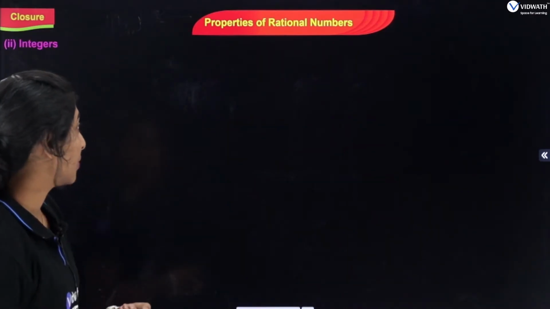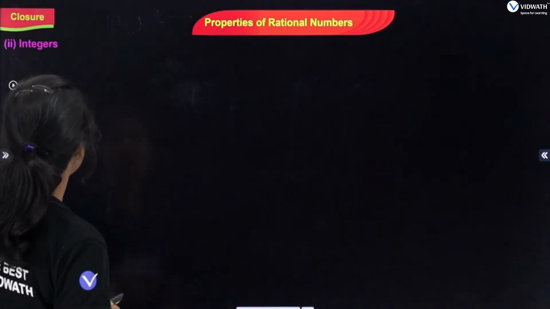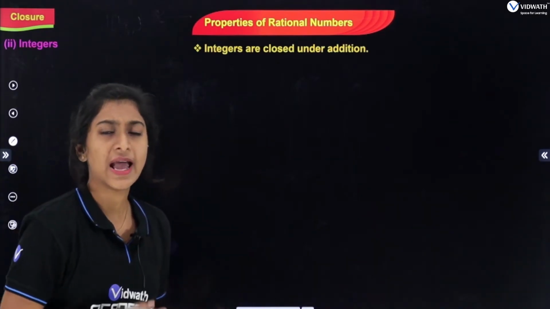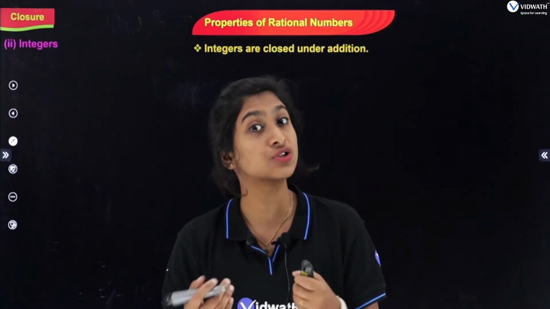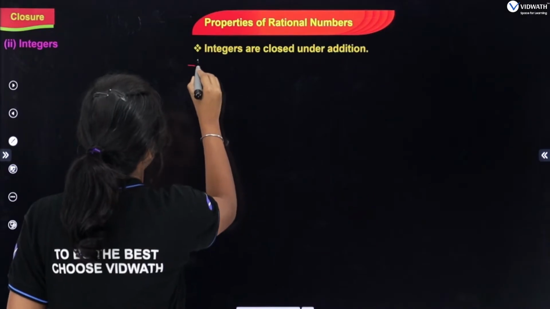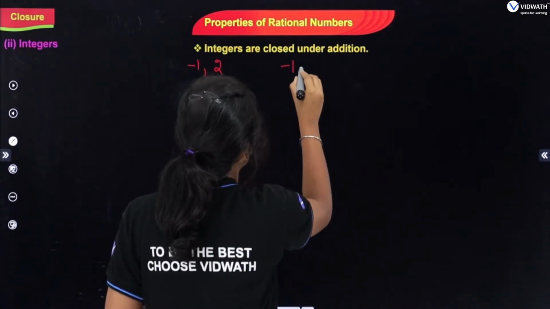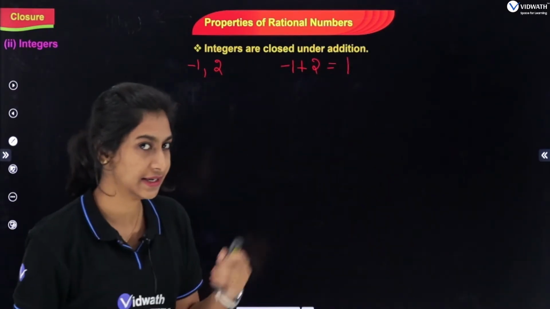Next, we'll see the closure properties under integers. Integers are closed under addition. If a and b are two integers, then a plus b is equal to c, which is also an integer. We'll see the example. Say minus 1 and 2 are integers, then minus 1 plus 2 is equal to 1, which is an integer, right?